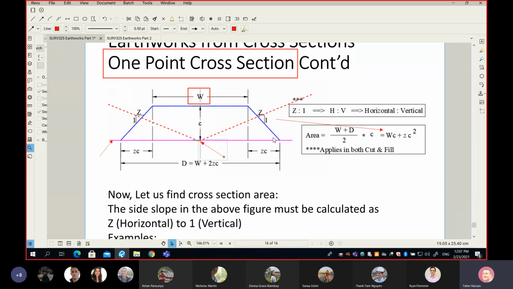So where is my cross section area in this case? Please watch this. I will mark on the cross section where the cross section area is. Again, it's always between the finished ground and the existing ground. And here we go. Here is my cross section area. Now, my question for you is, can I use this equation W multiplied by C plus ZC squared to find this area in yellow? Please say yes or no. No, you cannot.